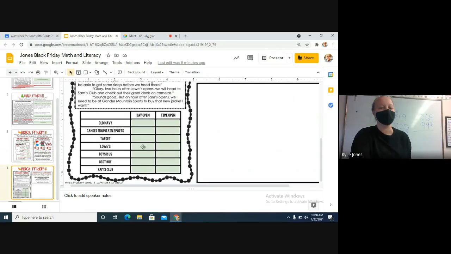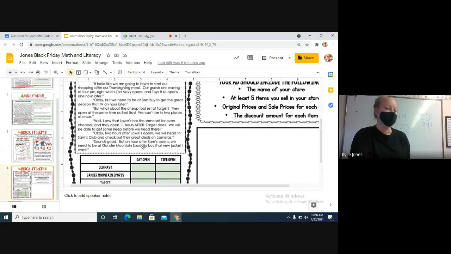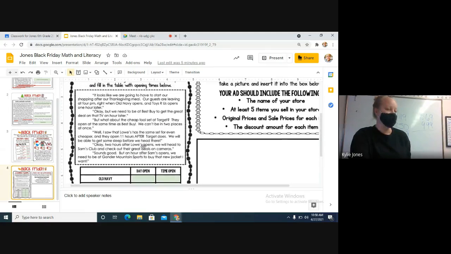It's a little bit of a puzzle what times they open. So you can try slide number 4 and see if you can figure out what times these different stores open based on the conversation that happens up there. But the slides that I am grading are slides 1, 2, and 3. Make sense? Did I say you need to do 4? No. It's just a fun one to try if you want to.